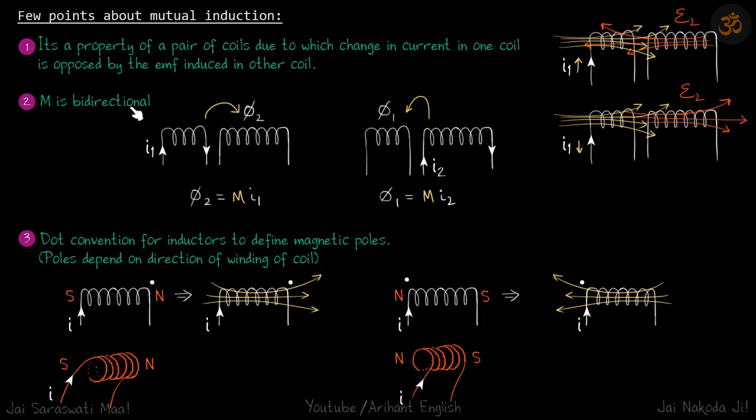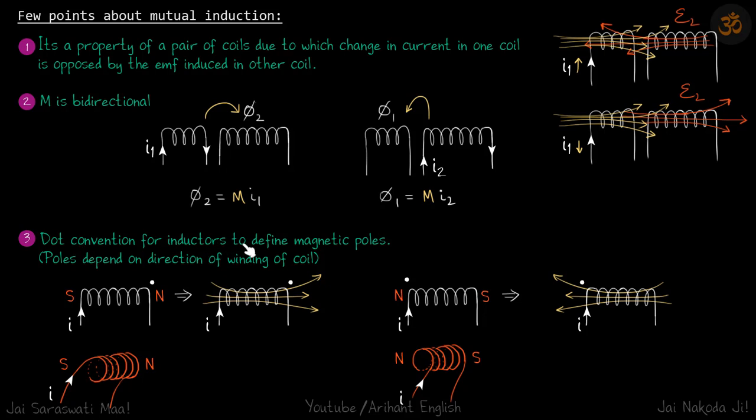Now second, M is bidirectional. When we consider a pair of coils, let's say because of I1, flux phi 2 is induced in the second coil. And because of the current I2 in the second coil, let's say flux phi 1 is induced in the first coil. Then if phi 2 is equal to M times I1, with mutual inductance M, the same mutual inductance holds true here also. So phi 1 is equal to M times I2. So the value of M is the same.